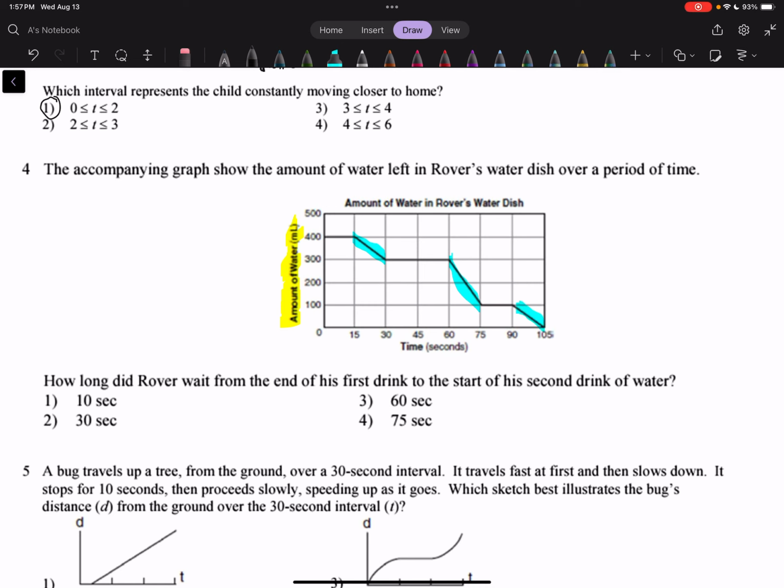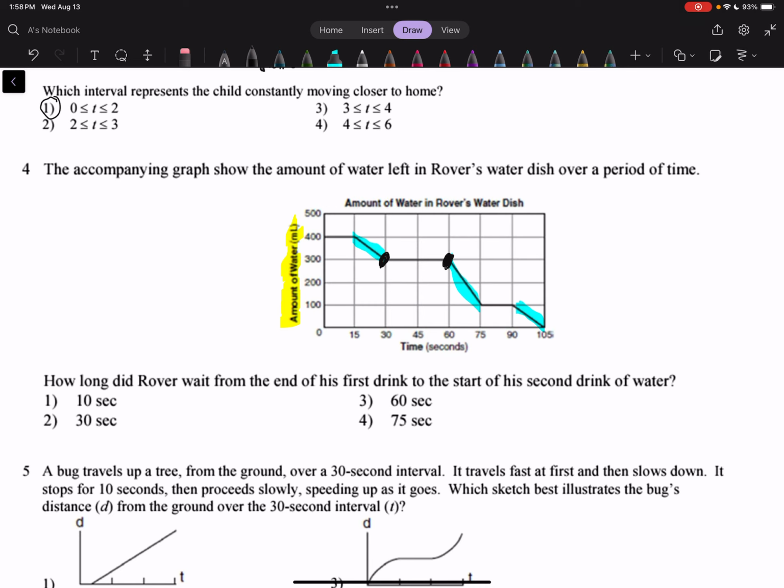All right. How long from the end of his first drink? So after his first drink, we are starting right here, to the start of his second drink. The second time he takes a drink is right here. How long did he wait?